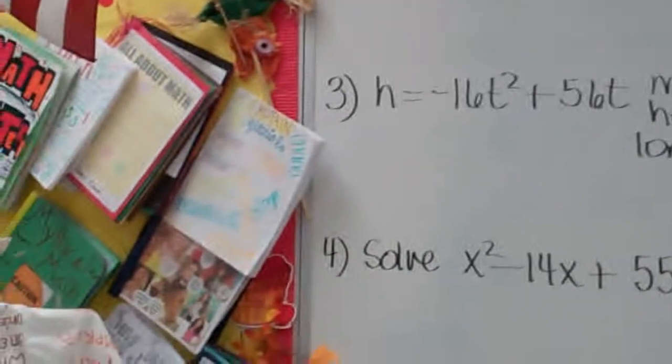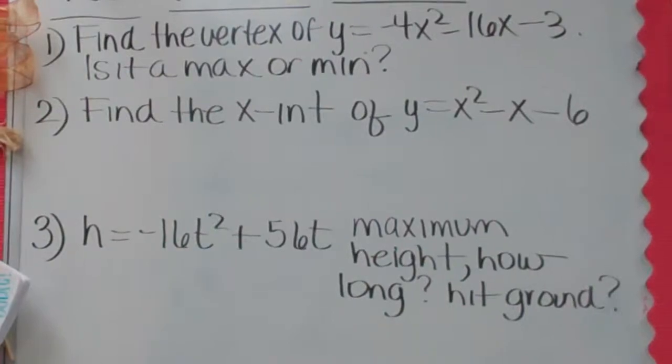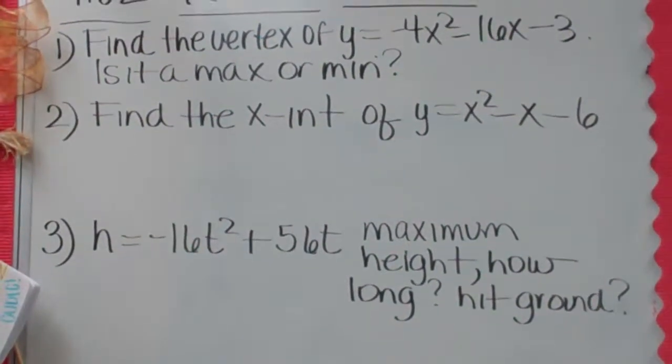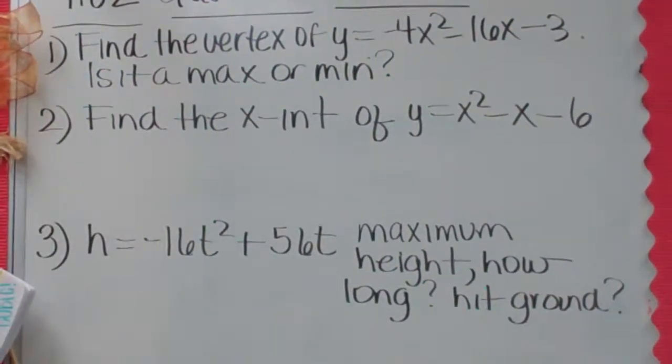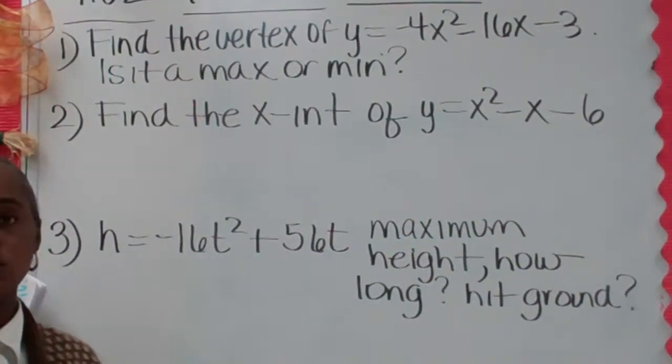As you can see on the board, there are 4 problems there about quadratics. Problem number 1 says find the vertex of y equals negative 4x squared minus 16x minus 3. Is it a max or a min?